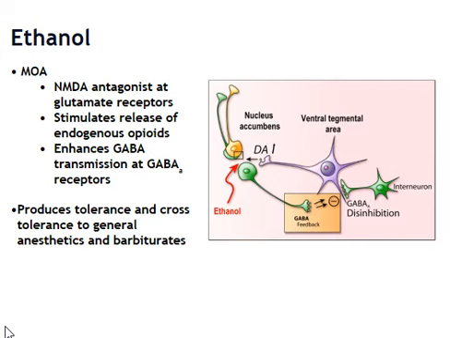Mechanistically, it's an NMDA antagonist, specifically at the glutamate receptors. It'll stimulate the release of the endogenous opioids, and that's important in terms of treating some of these patients. You'll see why later. It also enhances GABA transmission at the GABA subtype A receptors. And so you can see a lot of tolerance building up to alcohol, and a lot of enzyme induction in people that are chronic drinkers.